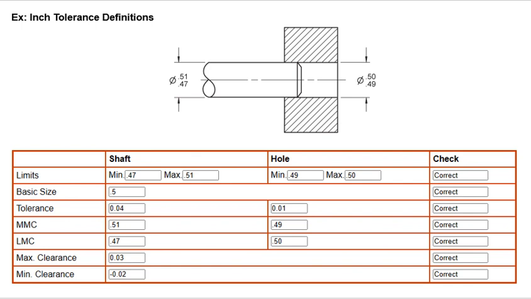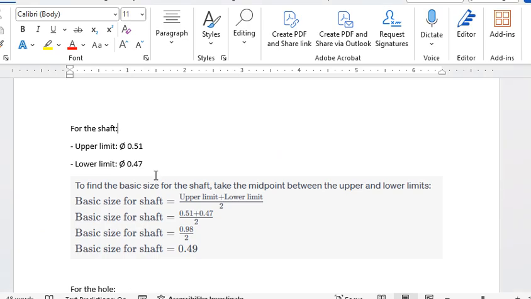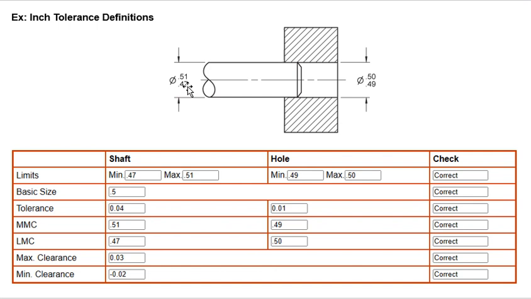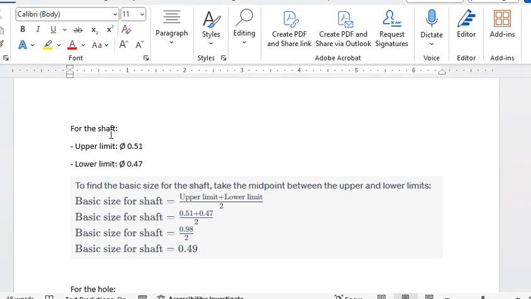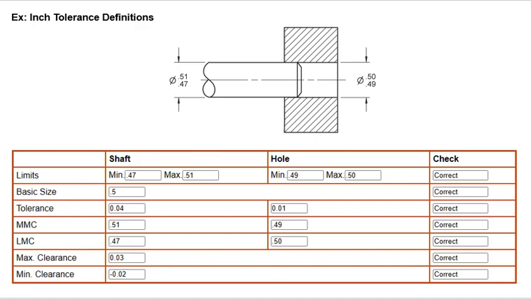Okay, so how do we calculate the basic sizes? So here I gave you this handout. It's up there, you can download it. The same thing. So here is your upper limit, and then the lower limit. So you're going to write that down. So we start with your shaft system. You add it up, divide it by 2, and you're going to get 0.49. Okay, so then you write this here.